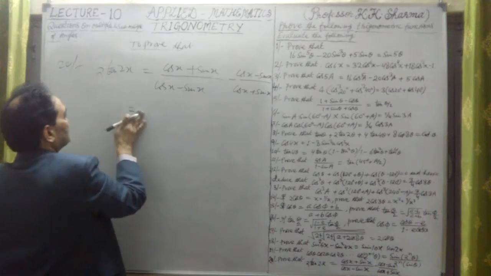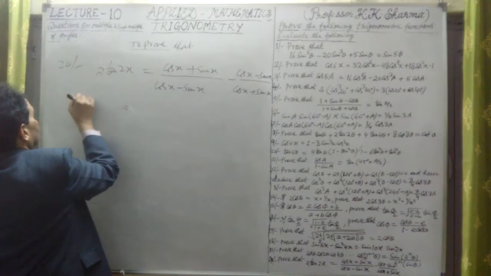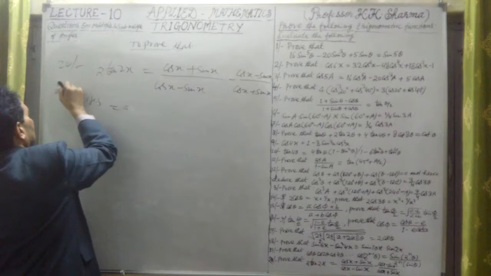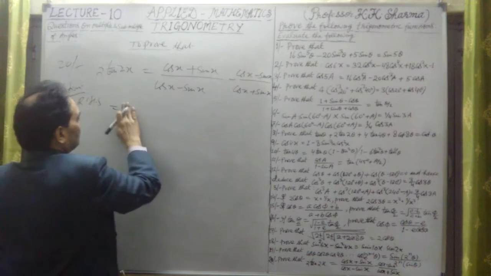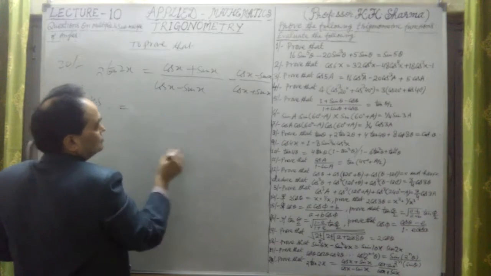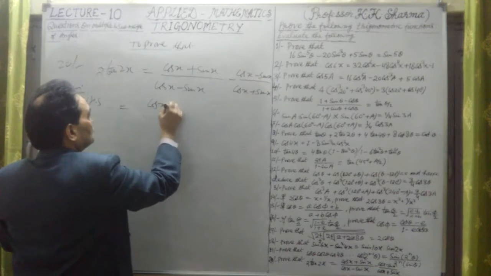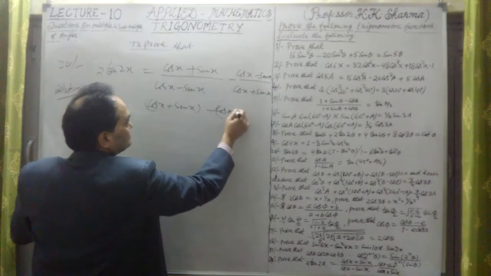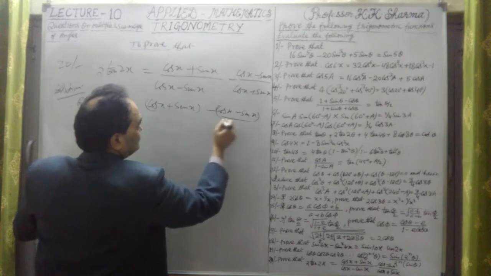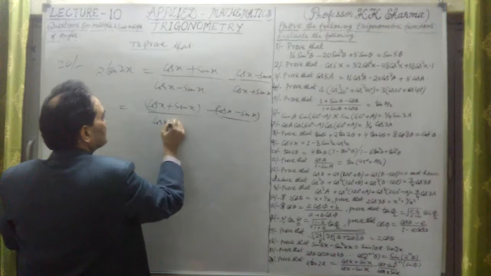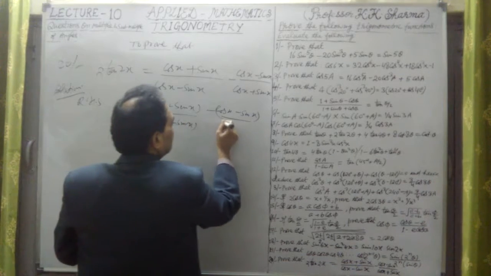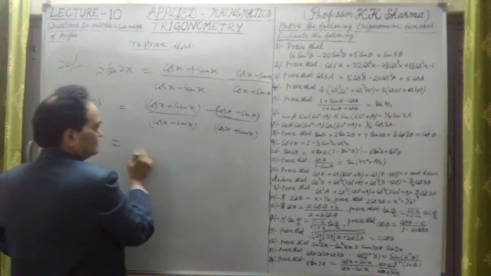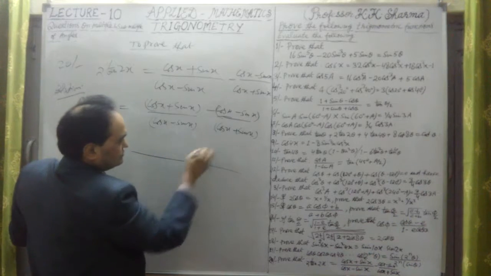Now let me take the right hand side, which is equal to the solution we have made. Here the right hand side is this value. If I take the LCM, let me take cos x plus sin x upon cos x minus sin x, minus cos x minus sin x upon cos x plus sin x. The LCM is (cos x minus sin x)(cos x plus sin x).